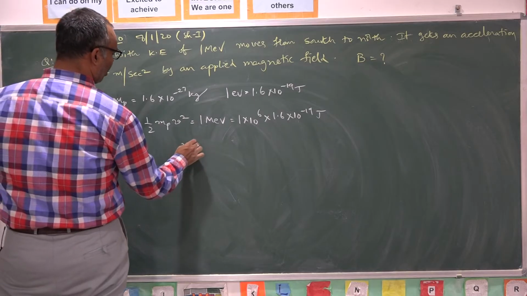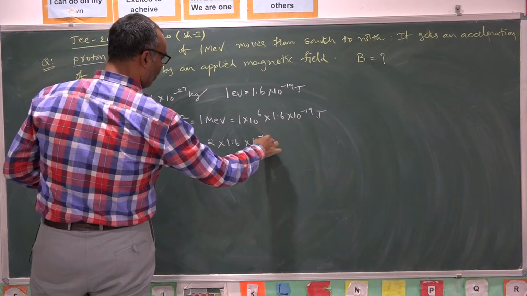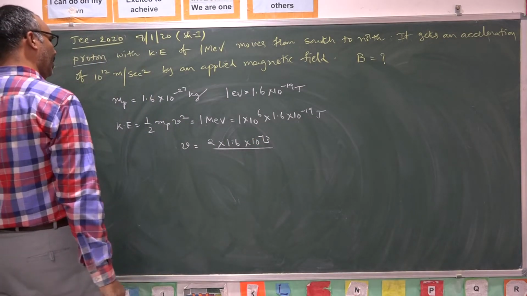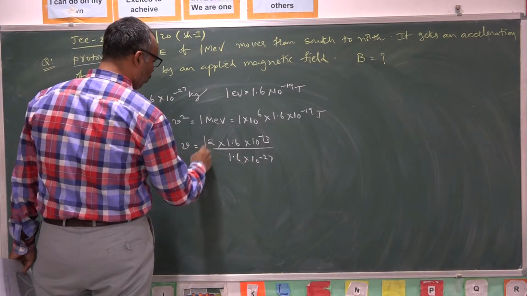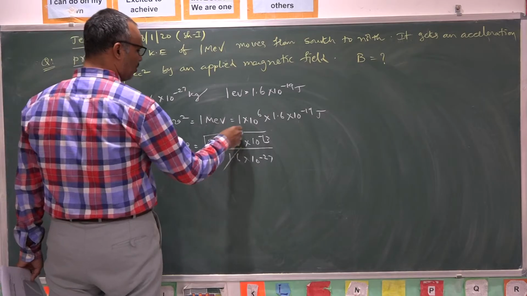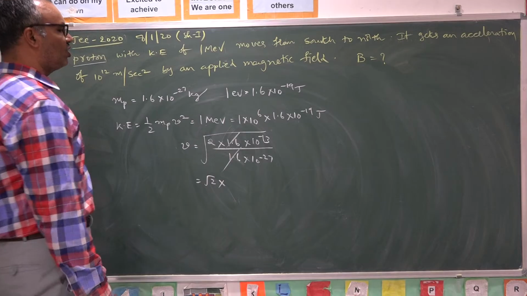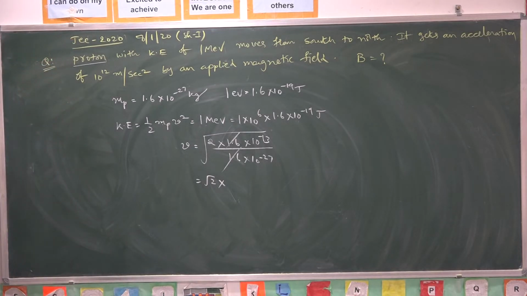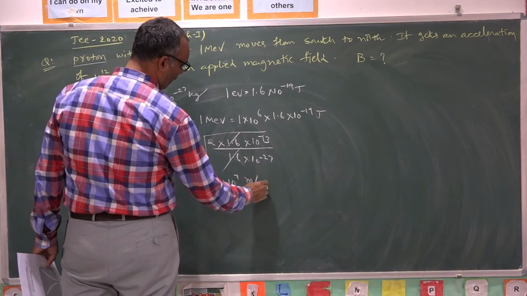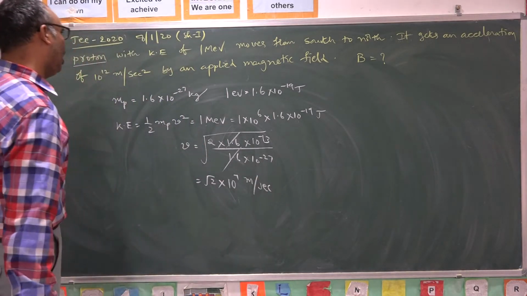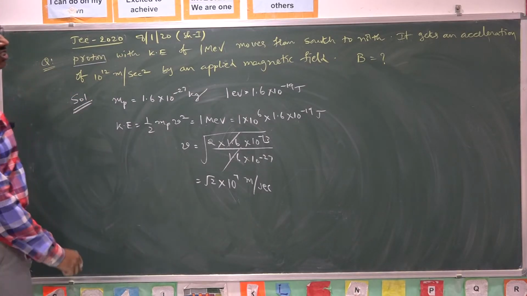So velocity of proton is root of 2 into 1.6 into 10 power minus 13 by mass of proton 1.6 into 10 power minus 27. 1.6 gets cancelled, root of 2 into 10 power plus 27 minus 13, so plus 14. If you take the root, it becomes root 2 into 10 power 7 meters per second. I already had the mass of proton, and just now I calculated the velocity of proton.